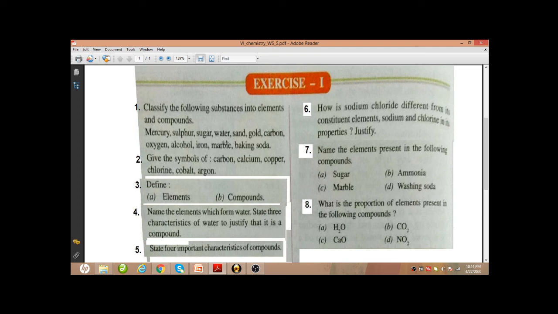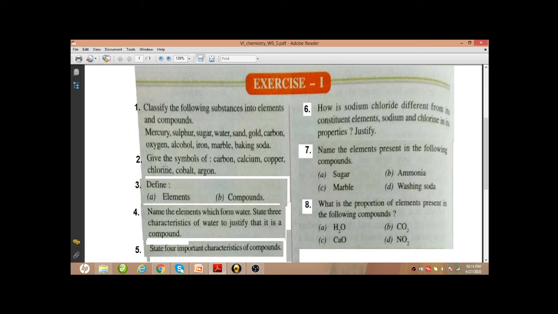Gold, this is an element. Carbon, this is an element. Oxygen, an element. Alcohol, it's a compound. Iron, element. Marble, this is a compound. Calcium carbonate is the chemical name, sorry, the formula. So marble is the compound. Baking soda, again it's a compound. Baking soda is sodium bicarbonate.